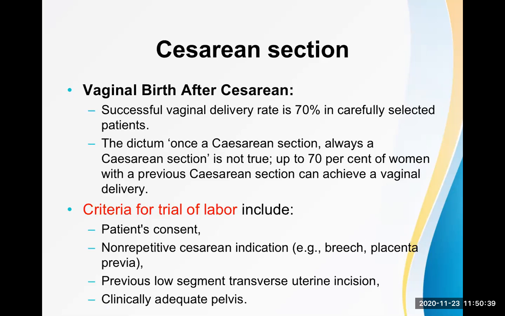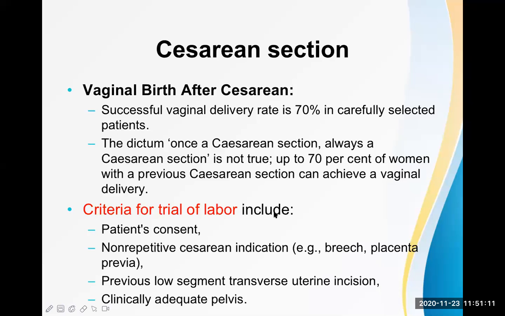It is not true. And sometimes it may be used for a commercial purpose. Many of the private hospitals are actually doing that. Up to 70% of the women with the previous cesarean section can achieve a vaginal delivery. But remember, there are certain criteria. One of the important criteria is the previous cesarean section has to be done by lower segment cesarean section and not the classical one.